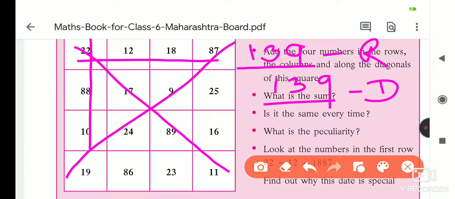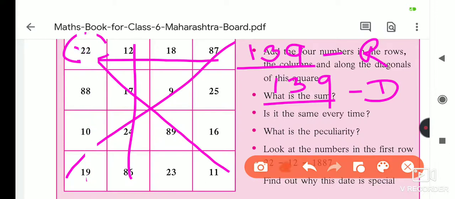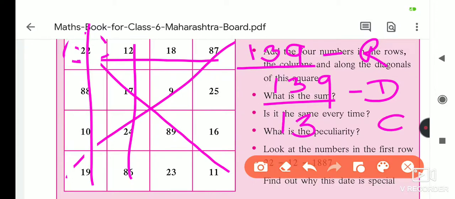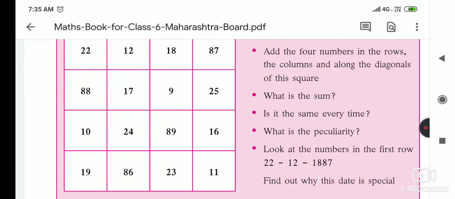So rows sum is 139, diagonal sum is also 139, and now we will do the sum of the vertical columns. If you do the sum of this, you will notice 22 plus 88 plus 10 plus 19. Then you will notice that its sum is also 139. Is it magic now? If you do the columns addition also, it is 139.